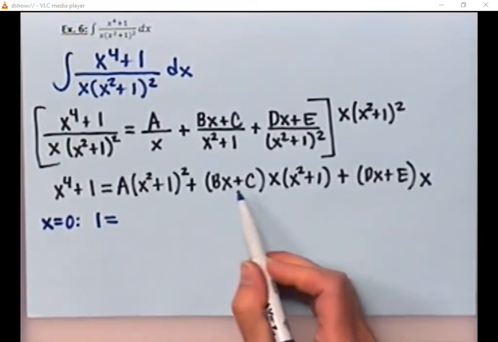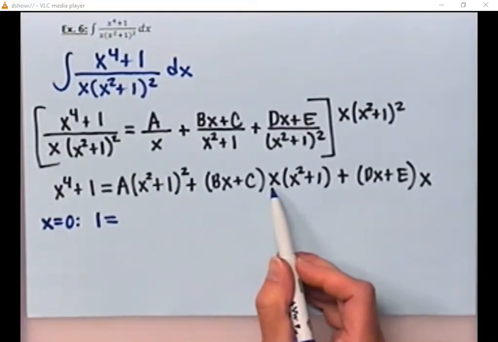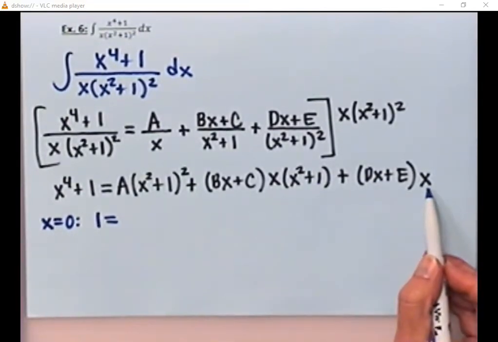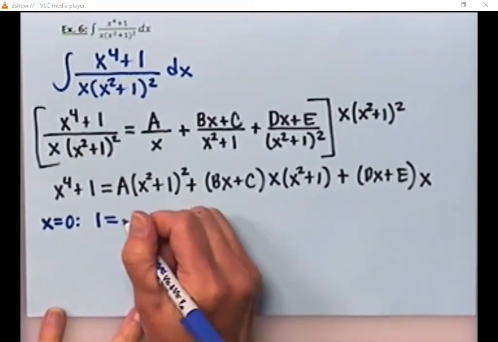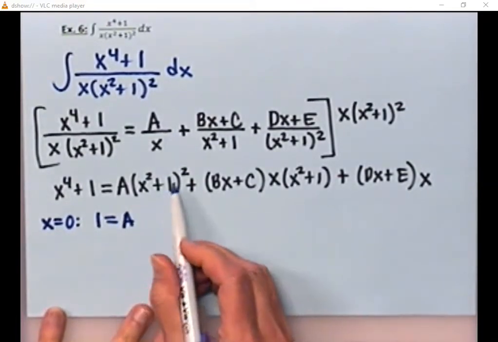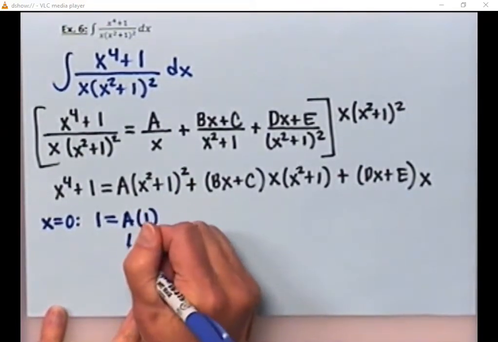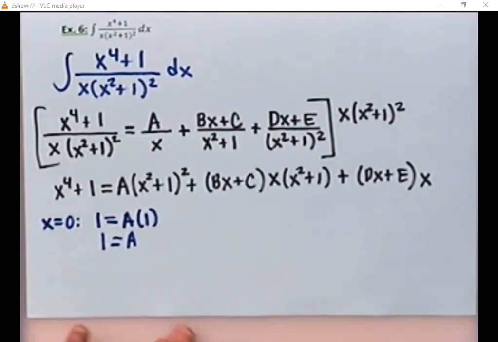These 2 terms, this one and this one, will be 0, because x is 0 makes that 0, x is 0 makes that 0. So I just have the a term times 1 squared, so a is 1. So I've got a is 1. Something to start with. What am I going to need to do after that?